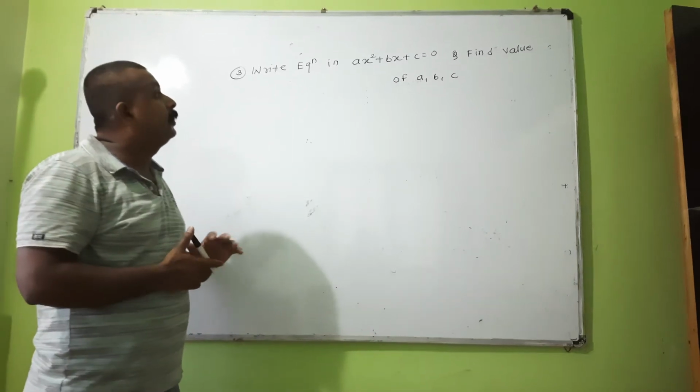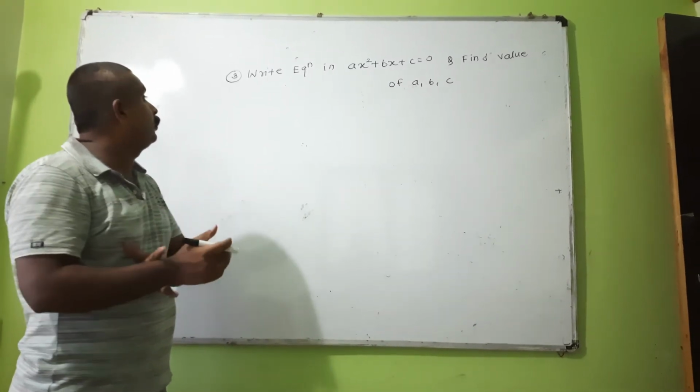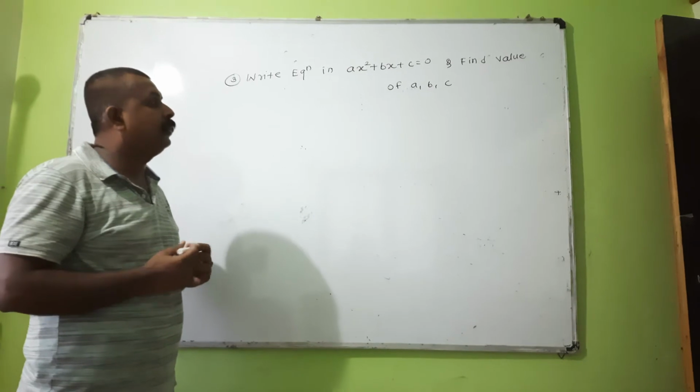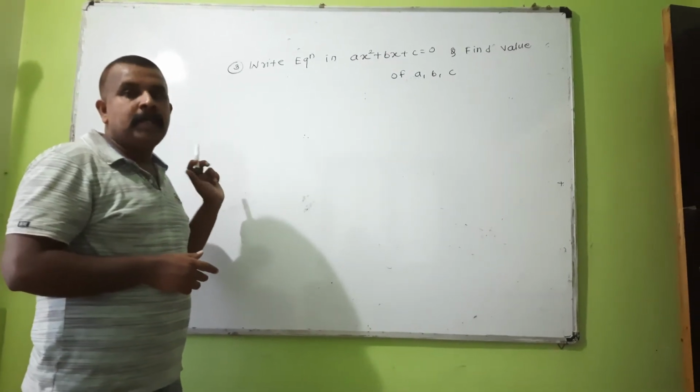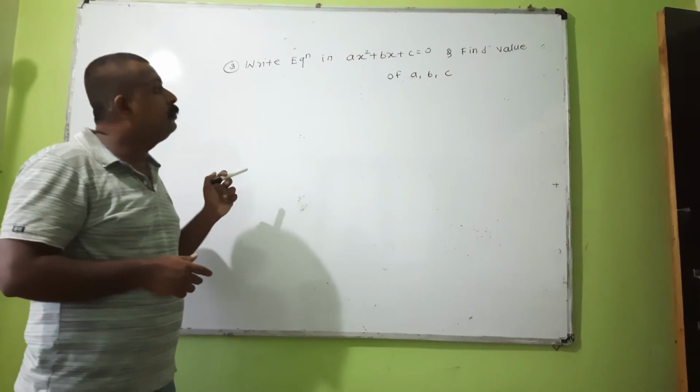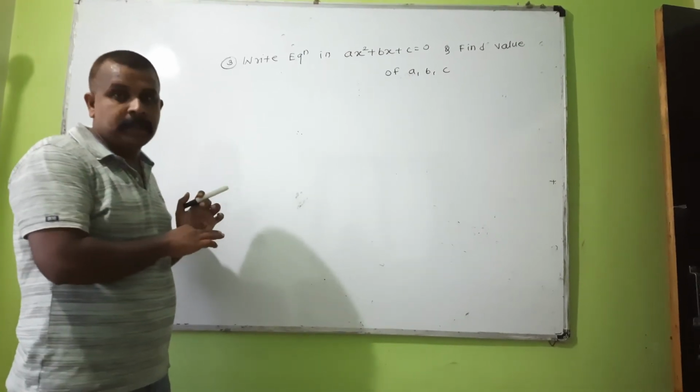Let's start the example of third question of practice set 2.1 in a quadratic equation. Such type of question is obviously asked for 2 marks. This is a very important type of question. This is so easy.